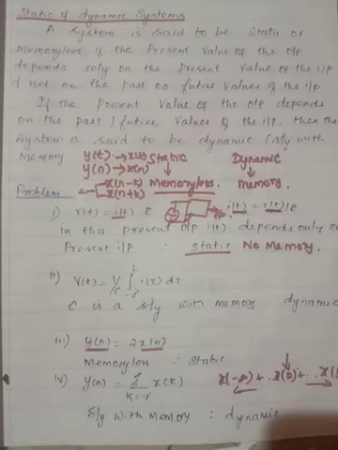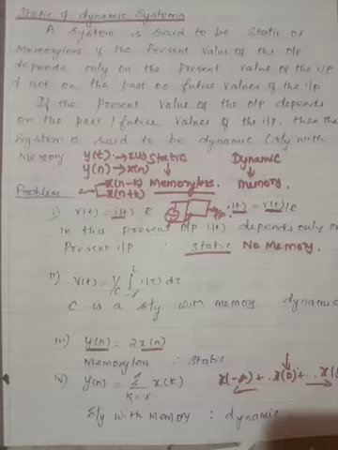Hope you have understood the difference between static and dynamic. It is very simple. Static is memoryless, dynamic has memory. Why is it memoryless? It does not depend upon any past or future values, so it is memoryless. Dynamic depends upon past and future values, so it is memory dependent. So this is the difference between a static and dynamic system.